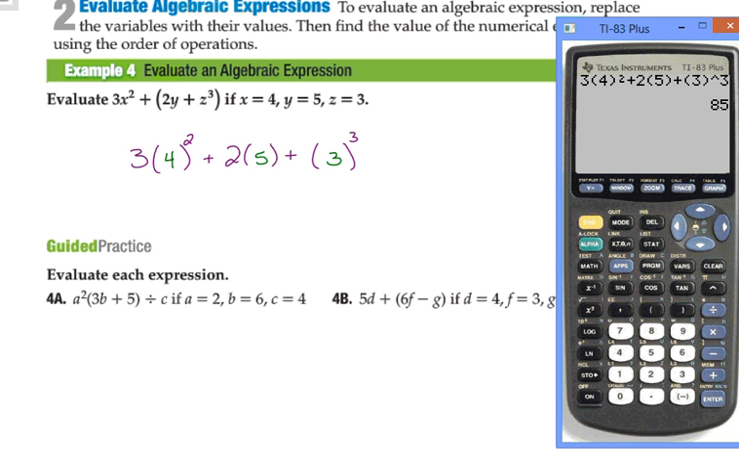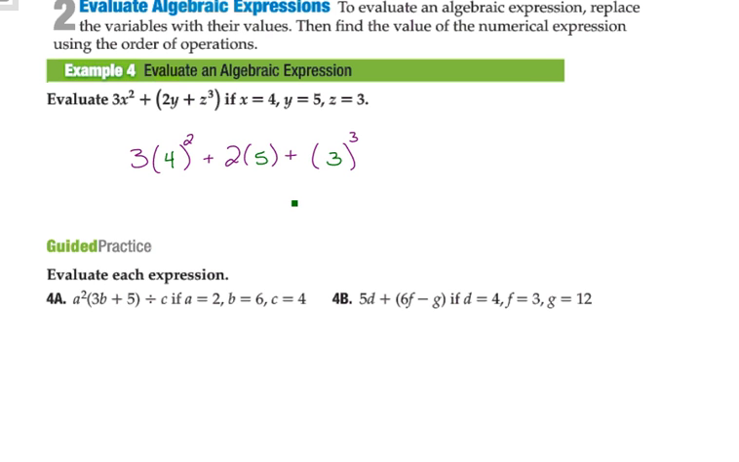So grand total of 85. Again, always, especially when we're trying to plug in some values for those variables, good idea to put those parentheses in first and then plug in the answers. But grand total of this one should be 85. All right, with that in mind, go ahead and try guided practice 4.